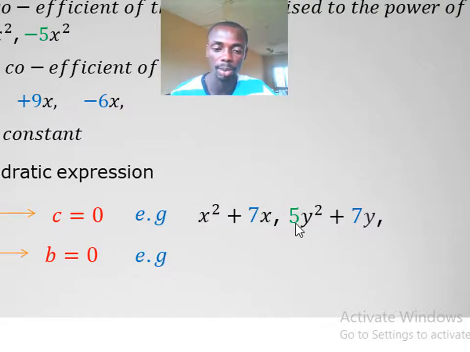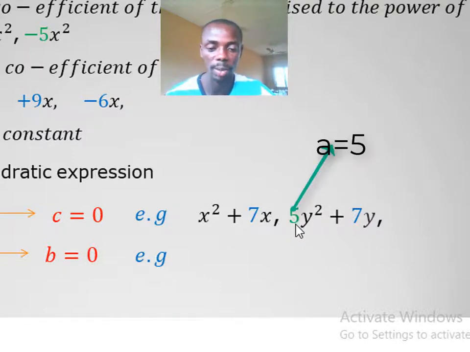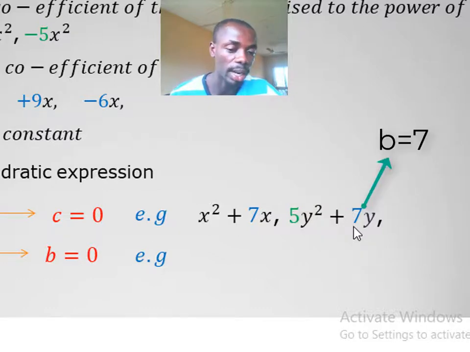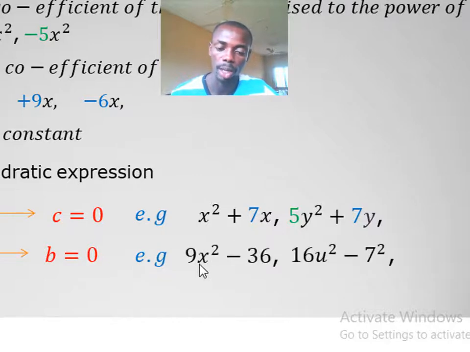And in the second example, our A is 5, multiplying y squared, and our B is 7, and 7 is multiplying y. Alright, so in these two examples, our C is not defined, and that makes it 0. So here also, we can have 9x squared minus 36. So B is not expressed.